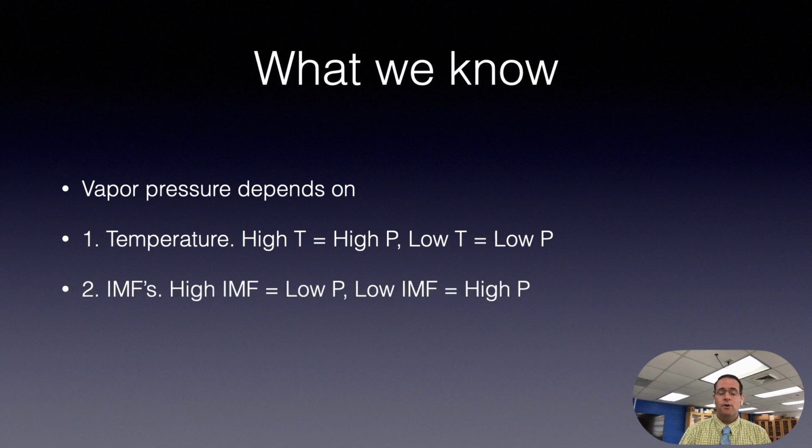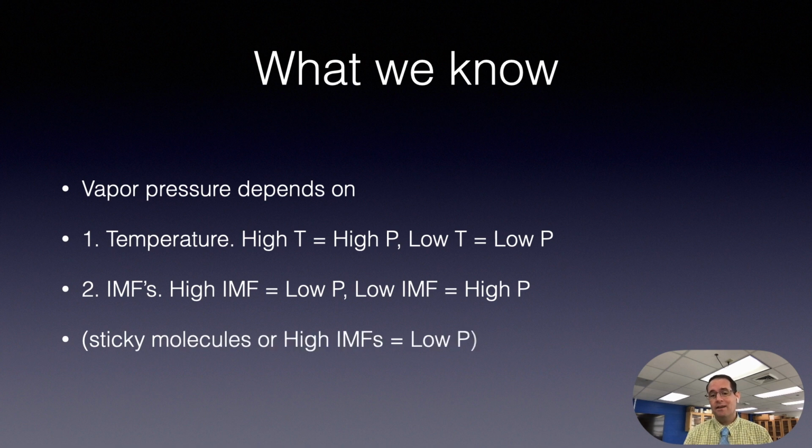Now, we also know that it depends on the intermolecular forces. If a liquid has very high intermolecular forces, it's actually going to have a lower pressure. And if it has low intermolecular force, it's going to have a high pressure. And why is that opposite? Well, remember that intermolecular forces are kind of like a stickiness that holds molecules together. So if molecules are really sticky and they have a high intermolecular force, then they're not going to evaporate or vaporize as well to produce pressure.